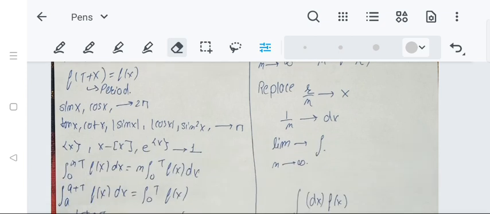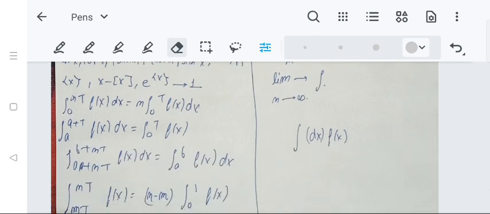And that's it for definite integration. I hope you understood. If you did not understand, please write your doubts in the comment section.